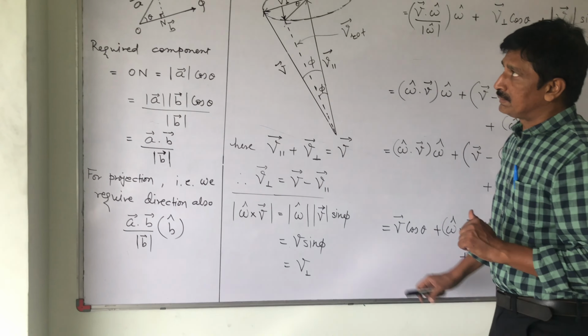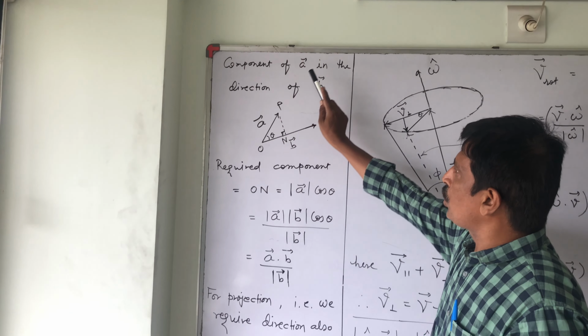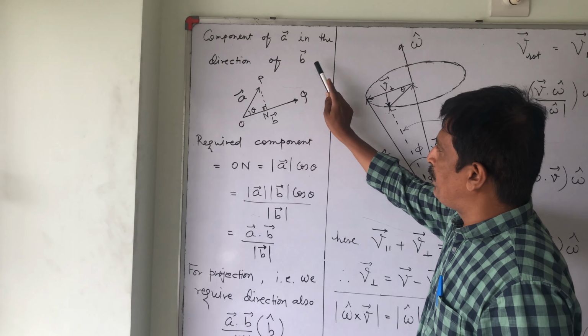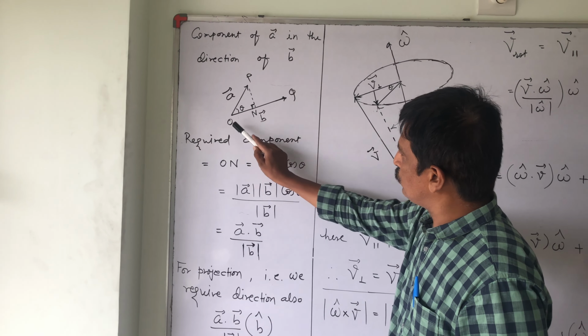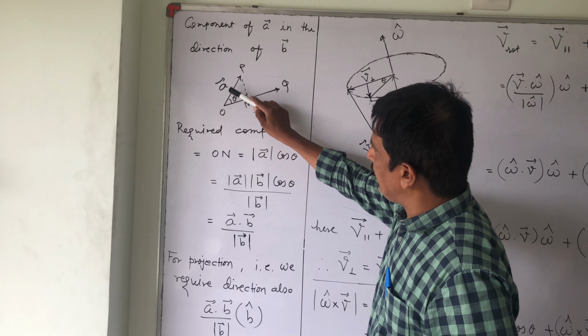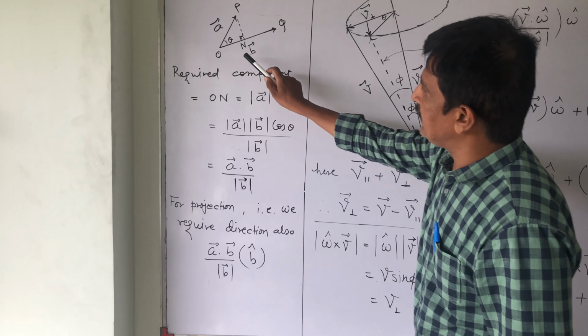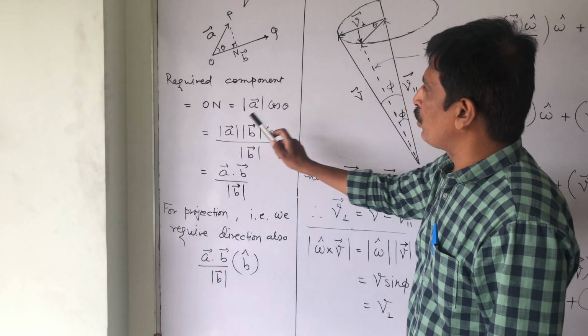But before this, we require some basic knowledge: the component of vector A in the direction of B. This one is A, this one is B. Suppose this one is P, this one is Q. We want the component of vector A in the direction of B. According to geometry, it is ON. So the required component is ON.